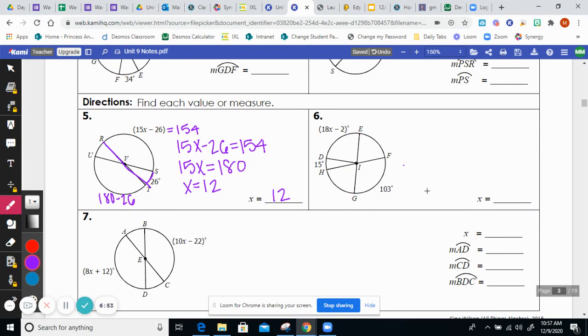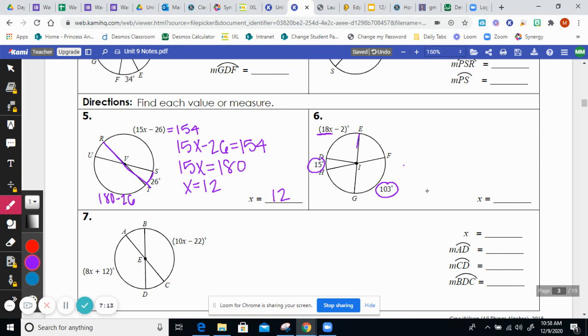So number 6, we're going to do the same thing. We need to solve for x. Here is my equation that has x in it. For this one, I want to look and see. I have 15 degrees here, and I have 103 degrees here. I can see that this is a diameter.